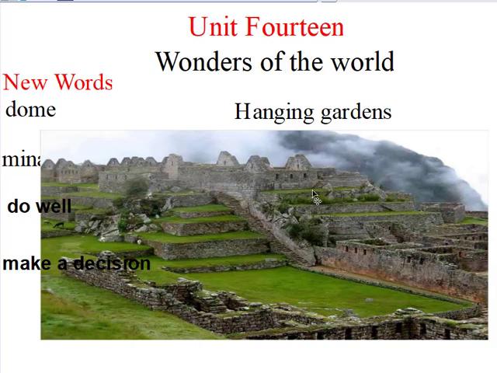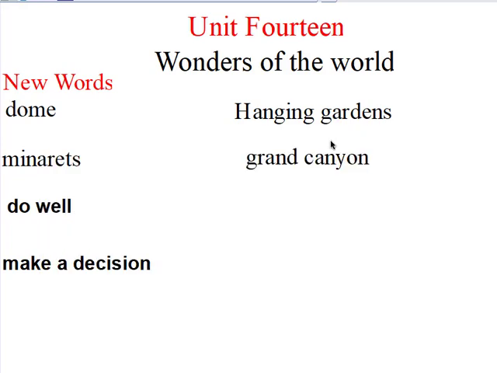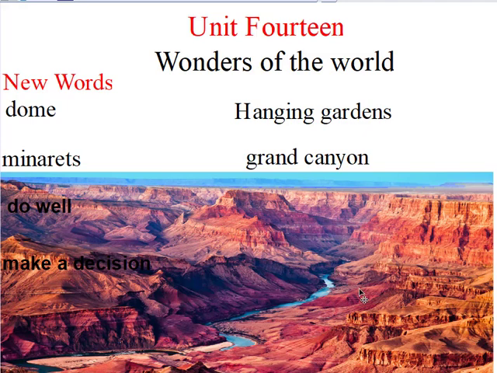Hanging gardens. Okay. The fourth word here, Grand Canyon. This is the Grand Canyon. It's an extremely deep gorge of the Colorado River, which is one of the natural wonders of the world, located in northern Arizona in the USA. So this is the Grand Canyon.